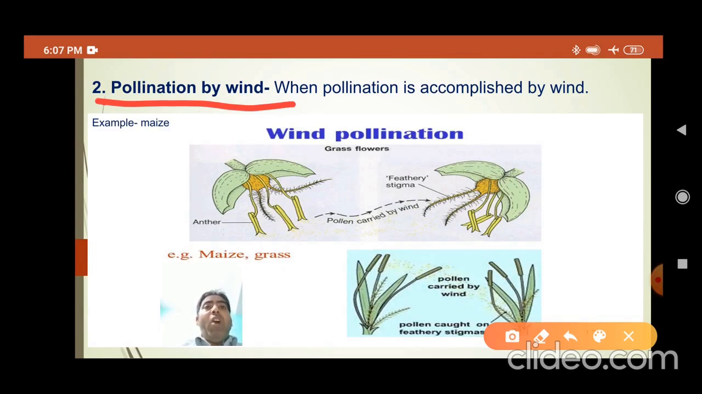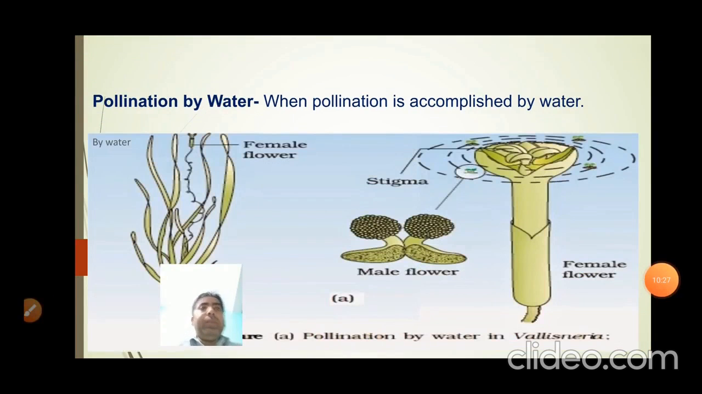They have long, sticky, feathery stigmas to easily trap the pollen grains. These flowers produce a large amount of pollen grains which are light and non-sticky. Just as I have said, with the help of wind, pollen grains are transferred from anther to stigma. Okay, this is pollination by wind.